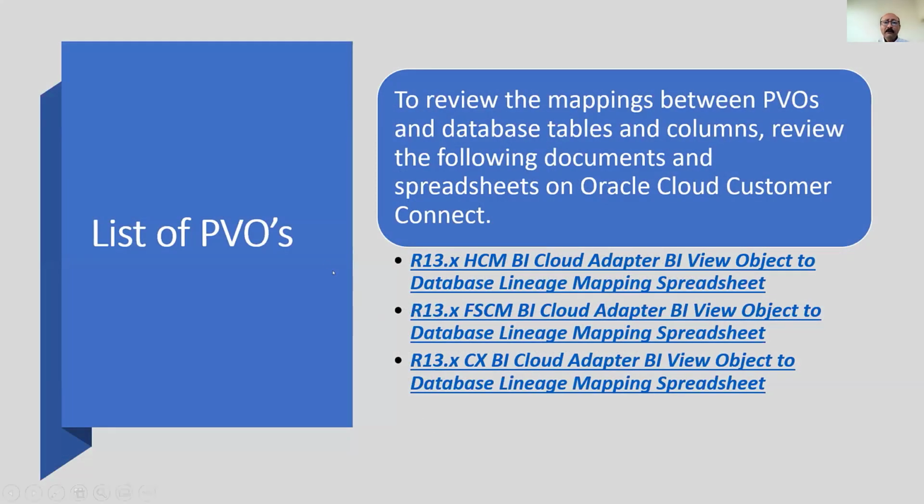How do you go about finding what PVOs to select? Oracle provides documentation where these are Excel lineage kind of documentation.